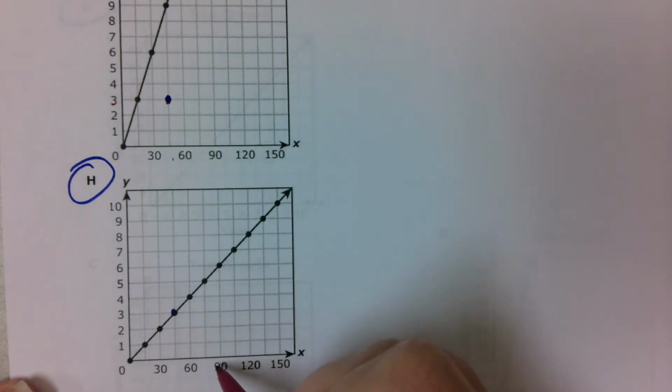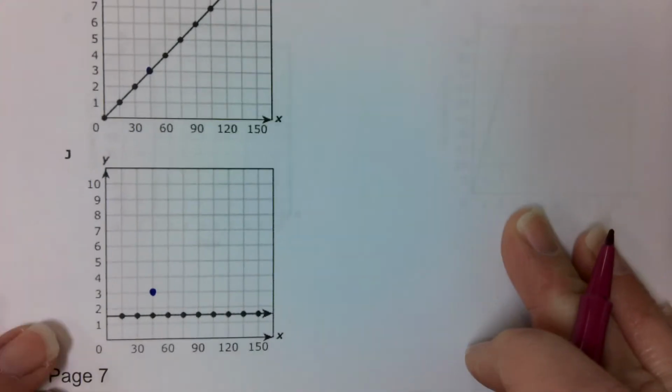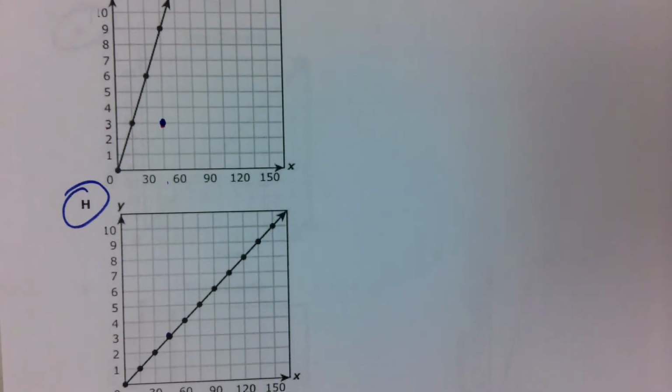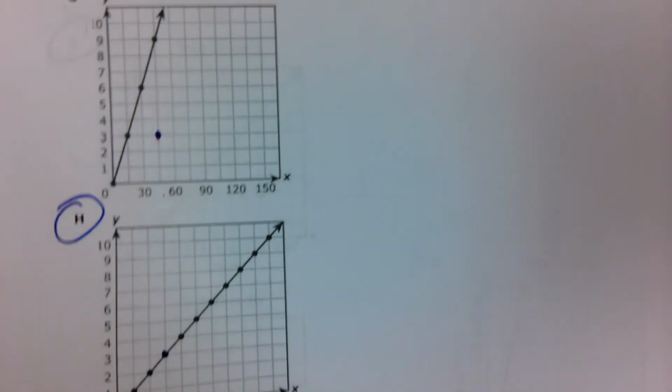And then 6 and 90 is on the graph. So we've got a good one there on H. And then look at the other one. J is definitely not going to line up with our scenario. So your correct answer on that was H.